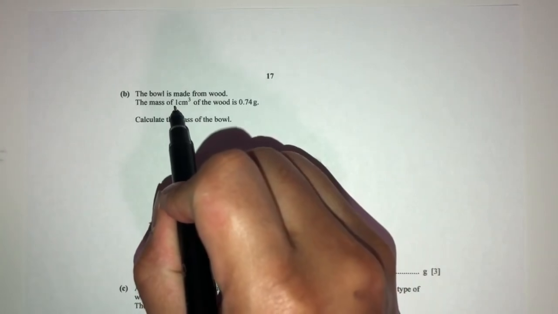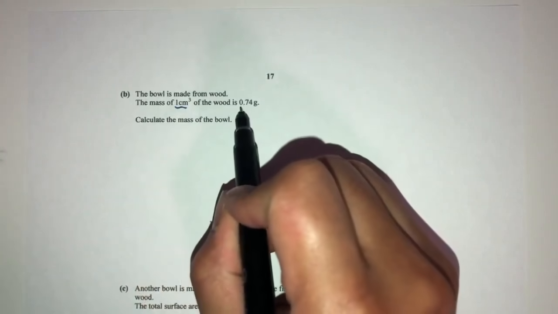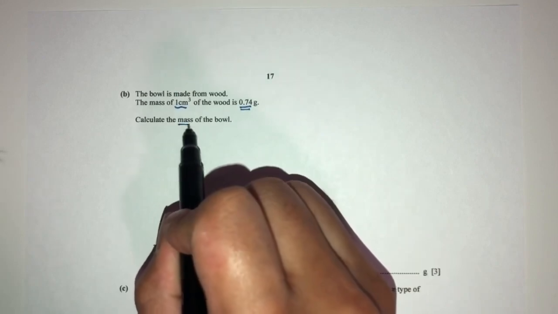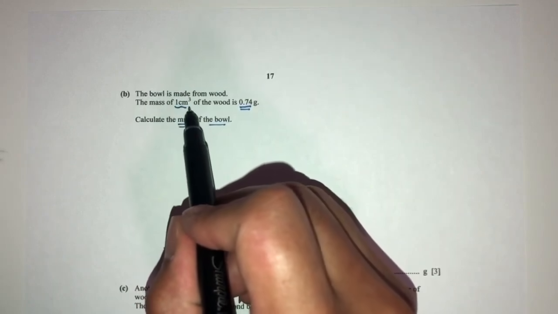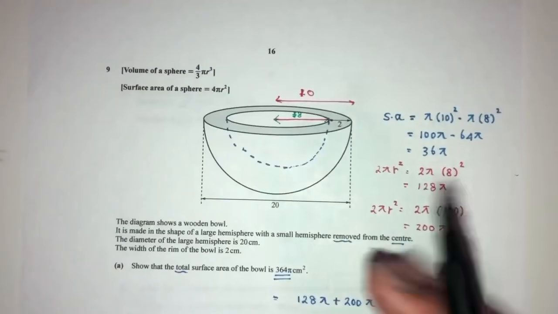Now for part B, let's see what happens. It tells you the bowl is made from wood. Okay, now 1 centimeter cube of wood is this many grams. What is the mass of the bowl? As you can see, we must first find the volume of the bowl to be able to find the mass. So how would you find the volume of the bowl?